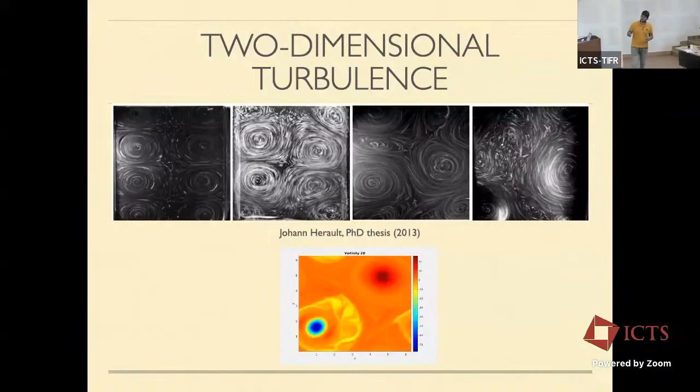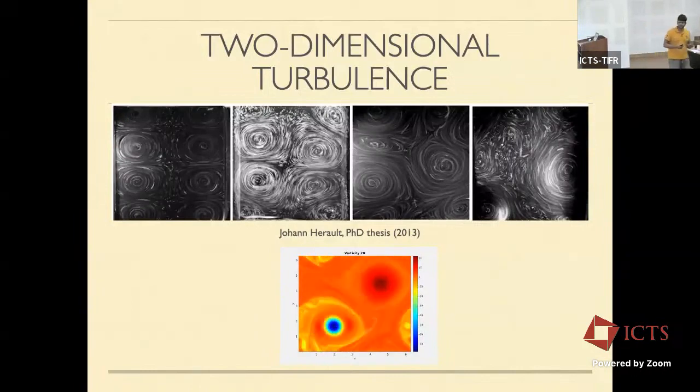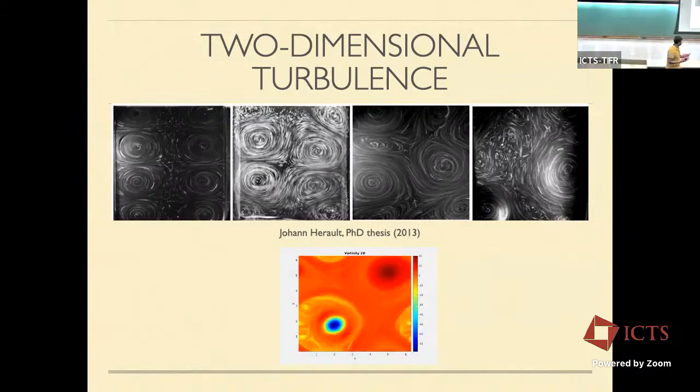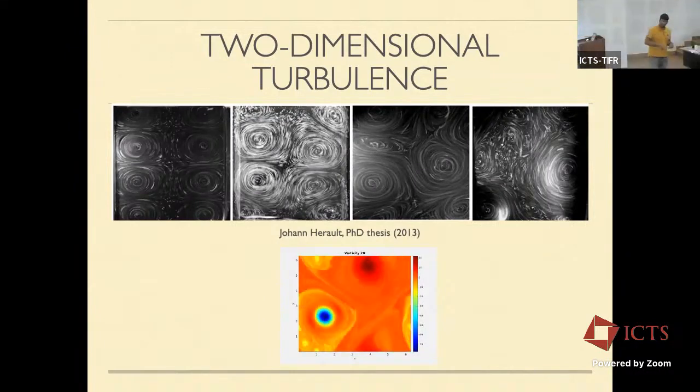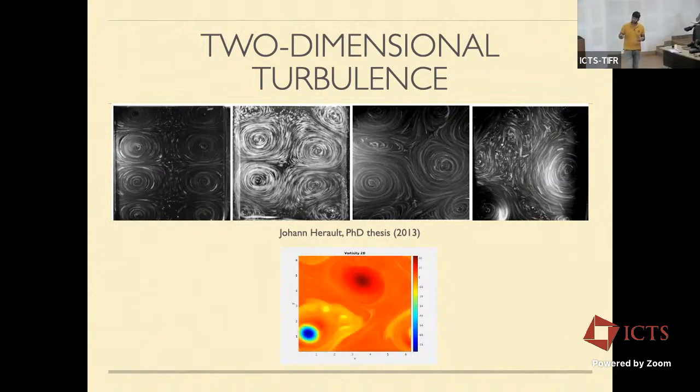So here is a simulation done by some students of mine where they just looked at the 2D Navier-Stokes equation, put in a forcing and dissipation. I'm sure you can all do it very quickly if you learn some simple numerical techniques. And what you see is these positive and negative vortices which are moving around.